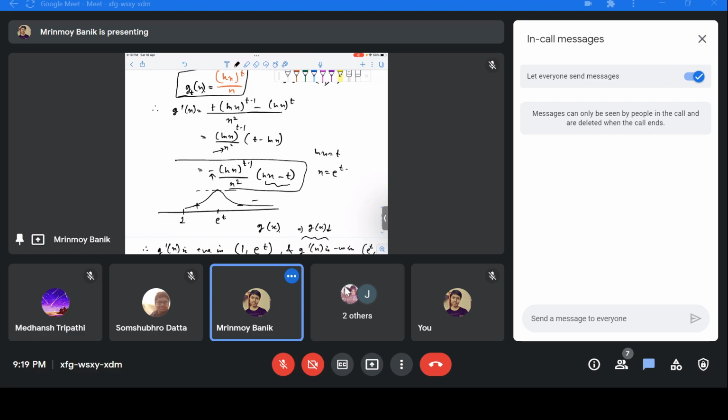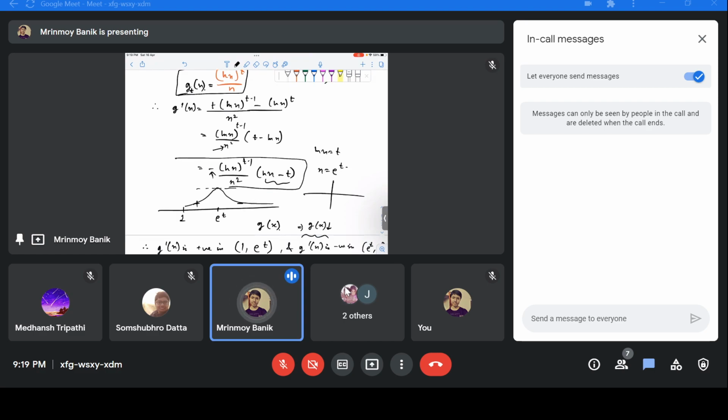So this is the graph of g(x). If we draw the graph of g dash, it's something like this, with e^t marked. So the corresponding g(x) graph will be decreasing to the right of e^t and increasing to the left of e^t. So e^t is a global maximum for n in the range 1 to infinity.